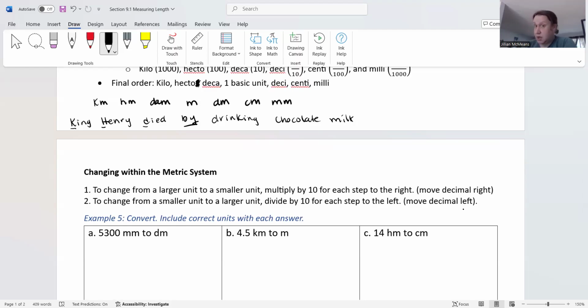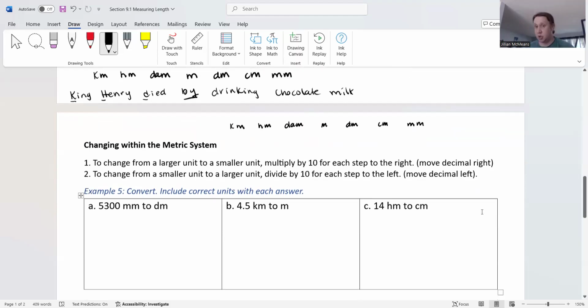Well, I generally start with just my metric system. So K, H, D, A, M, D, C, M. Okay. And I figure out where I'm starting. So if we look at example 5, it says convert, include units with each answer. We're going to start with 5,300 millimeters, and we want to convert this to decimeters. Notice it's just dm, that's deci, not deca.